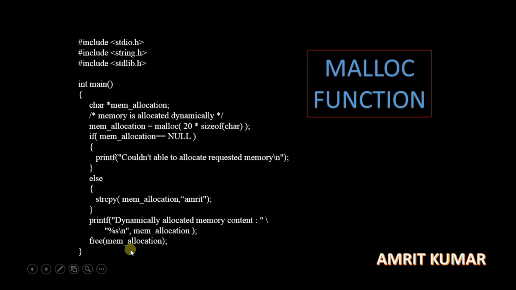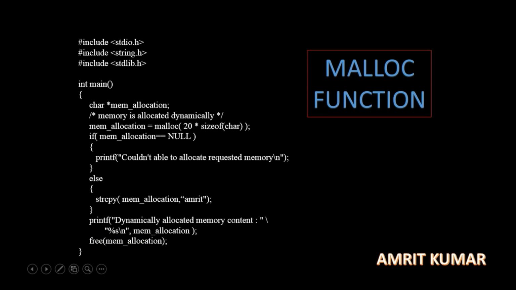Then I am using the concept of free, which frees up the space of mem_allocation. So mem_allocation is a pointer variable, and this pointer variable is going to be freed. It means that whatever memory was allocated is now deleted with the help of the free function.